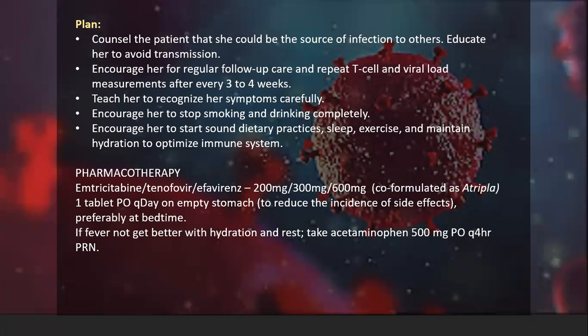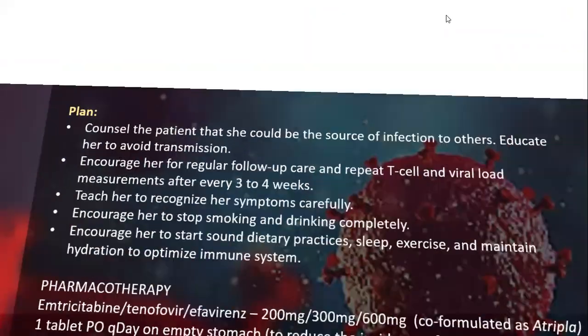Now, according to the guidelines of the US Department of Health and Human Services, they recommend to initiate the therapy when viral load is more than 100,000 copies per ml and T cell count is less than 350 cells per microliter. So, emtricitabine, tenofovir, and efavirenz is given in combination in the strength of 200 mg, 300 mg, and 600 mg, co-formulated as Atripla, 1 tablet per oral once daily on an empty stomach in order to reduce the side effects, preferably at bedtime. If fever does not get better with hydration and rest, take acetaminophen 500 mg per oral every 4 hours as needed.